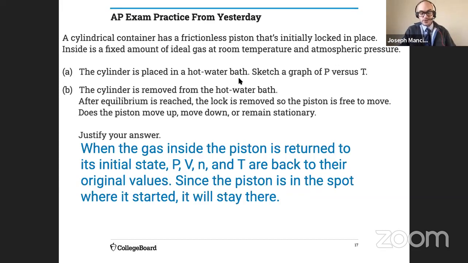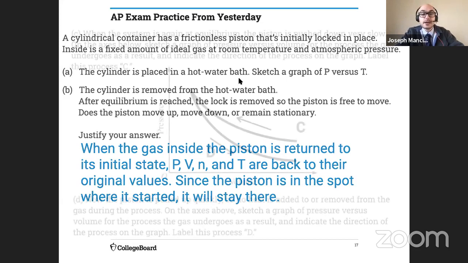Well, if the whole situation is brought back to its initial state, and we're not given any clues about the orientation of the cylinder, whether there are weights on top of the cylinder, whether the lid has mass, maybe its own weight is going to move it up or down. All we know is that it's back in its original state, back in its original internal energy, its original values of P, V and T. So the piston stays where you put it, stays where it started.